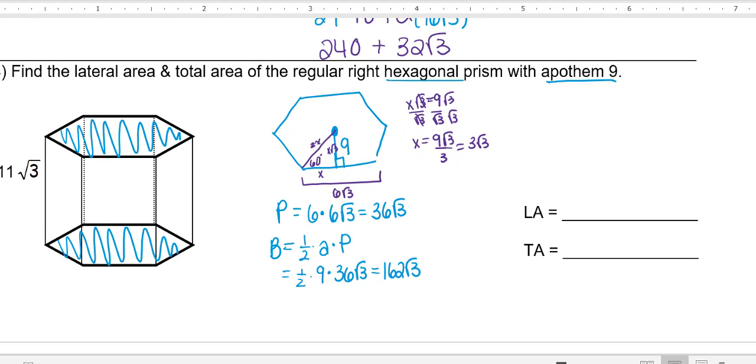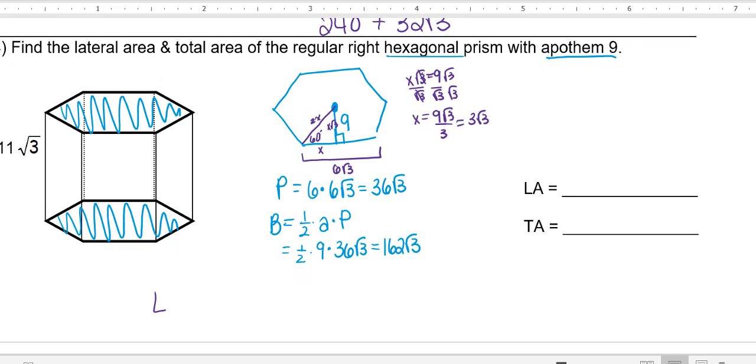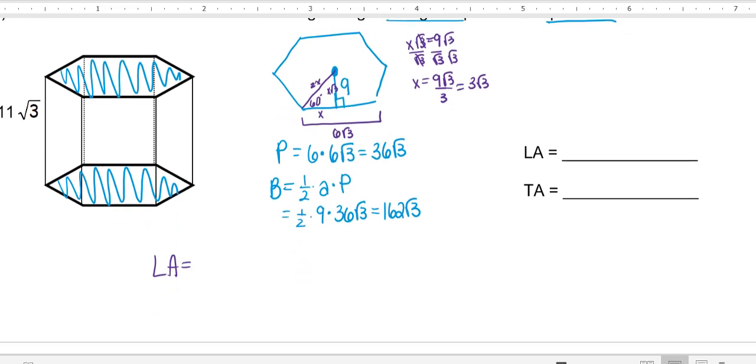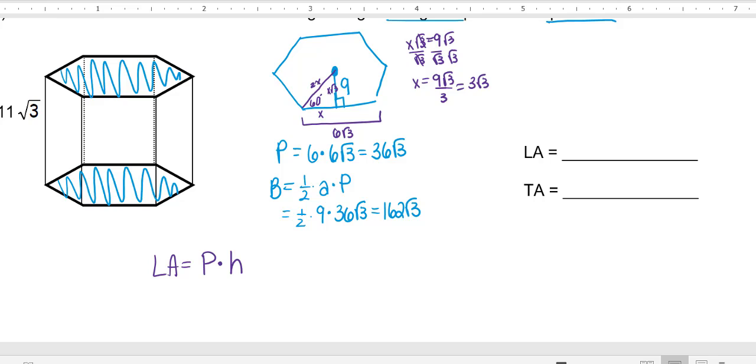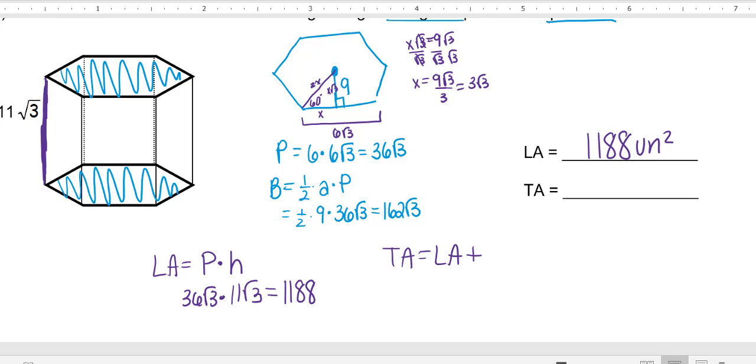The LA of this shape, I think that this is the easiest once we have our perimeter and our area of the base done. LA is our perimeter times our height, right? Perimeter of the base is 36 root 3. Our height goes from base to base, that lateral edge, that number that we haven't used yet, of 11 root 3. We simplify that, 1,188 units squared.